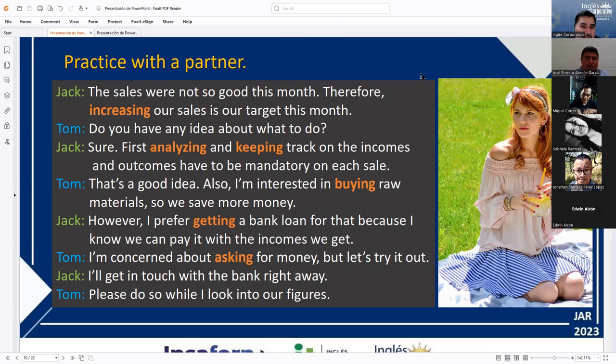Do you have any idea about what to do? Sure. First, analyzing and keeping track on the incomes and outcomes have to be mandatory on each sale. That's a good idea. Also, I'm interested in buying raw materials so we have more money. However, I prefer getting a bank loan for that because I know we can pay it with the incomes we get. I'm concerned about asking for money, but let's try it out. I'll get in touch with the bank right away. Please do so while I look into the figures.